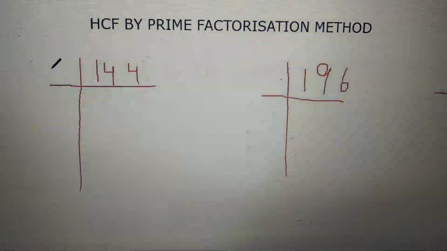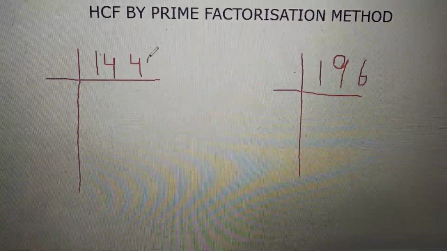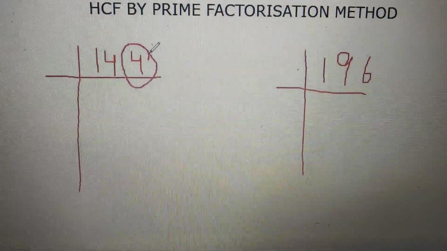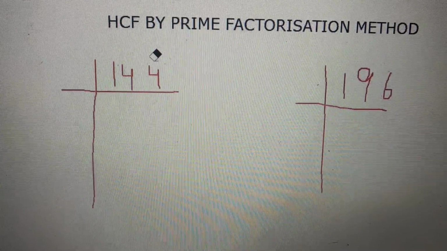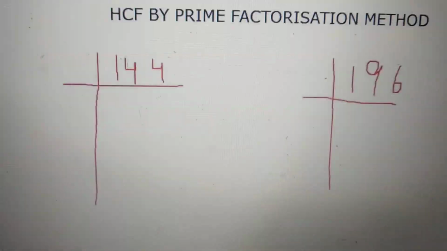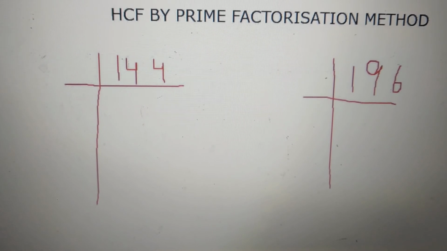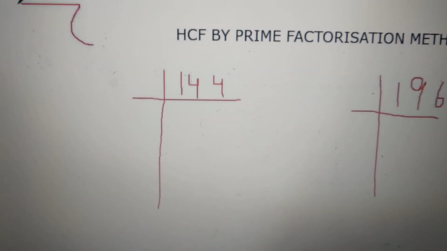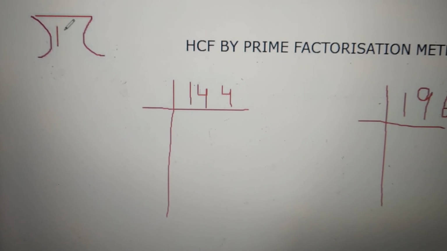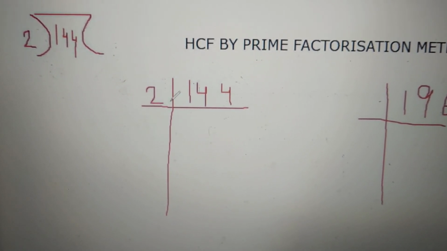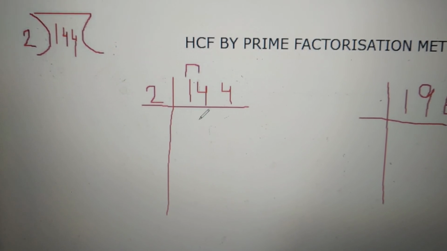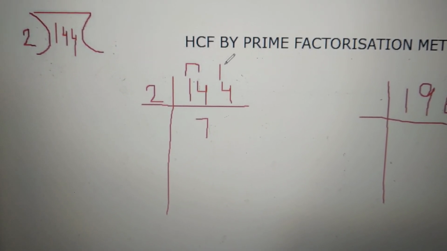Look, we have this number 144 and I can see that at the end there is an even number. An even number suggests that this number is divisible by 2. So I will start dividing 144 by 2. I will write 2 here. 2 7s are 14 and 2 2s are 4. So I have written 72 here.